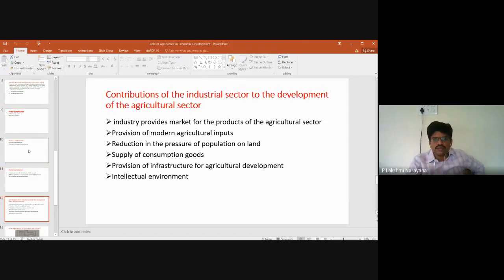Regarding contributions of the industry sector to the development of the agriculture sector, industry provides market for the products of the agriculture sector, provision of modern agriculture inputs, reduction in the pressure of population on land, supply of consumption goods, provision of infrastructure for agriculture development, and intellectual environment.